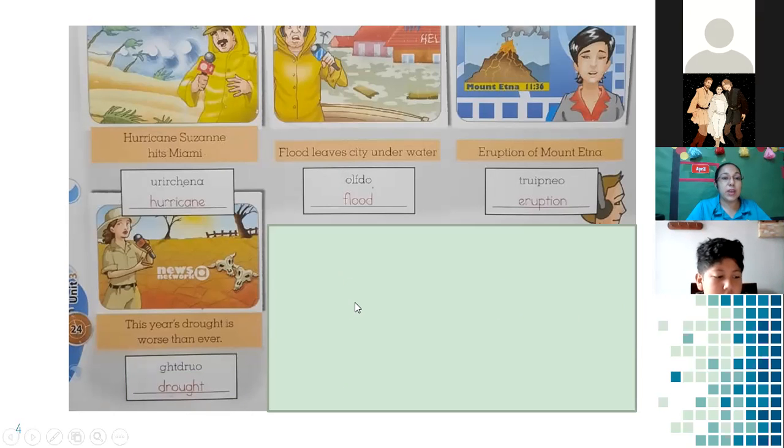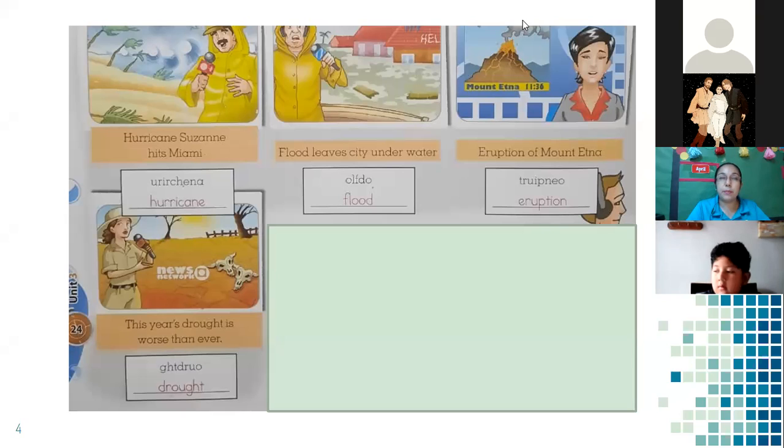So in that case, Hurricane Susan hits Miami. This one is the name of the hurricane, Susan. Then we have flood leaves city underwater. Remember, here in our country, different people during the year suffer this kind of disaster, flood, because the majority of the communities are underwater. For that reason, it's important to take the necessary activities for rescuing these people or for protecting them.